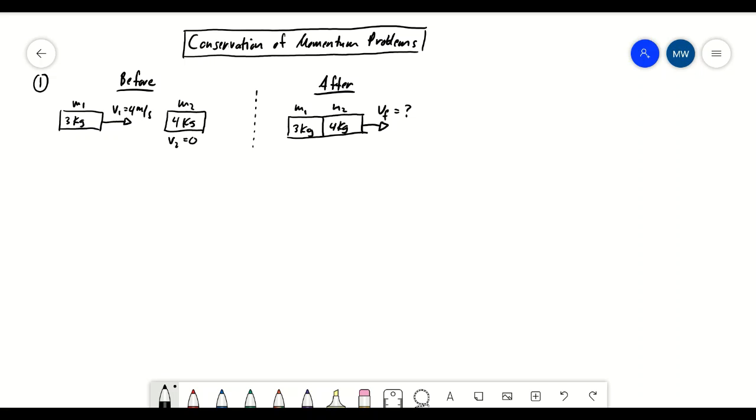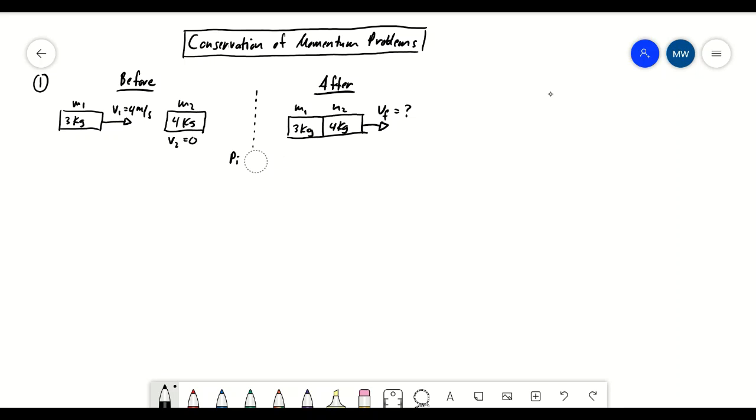Now, the nice thing about this is that we know that momentum on this side, the initial momentum, has to be the same as momentum on the final side. It has to be the same. Momentum before equals momentum after. So what we need to do is, can we find momentum before and after? And the answer is yes, we can.